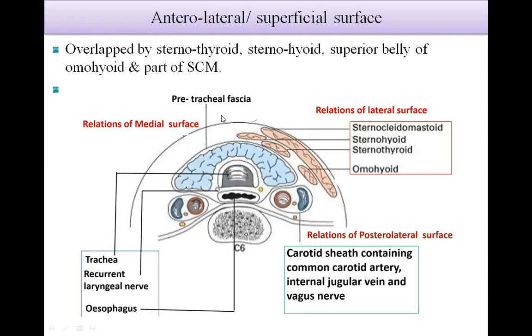Anterolateral or the superficial surface. It is overlapped by the sternothyroid and the sternohyoid muscles along with the superior belly of the omohyoid and part of the sternocleidomastoid muscle. So, anterolateral surface of the thyroid gland is overlapped by the sternothyroid, sternohyoid, superior belly of the omohyoid and part of the sternocleidomastoid. So, here are the relations of the lateral surface. Here is the sternocleidomastoid, sternohyoid, sternothyroid, and the omohyoid, four muscles.